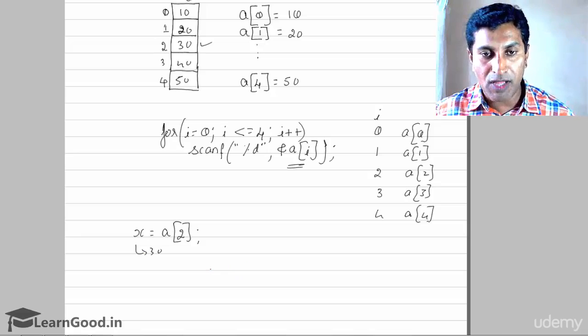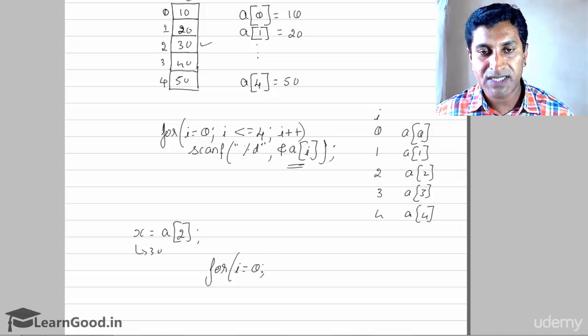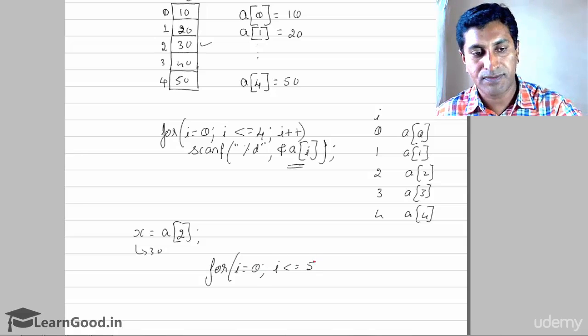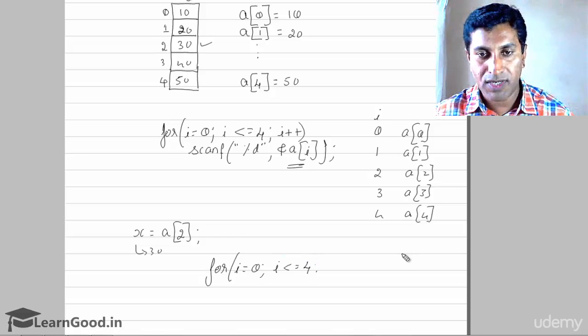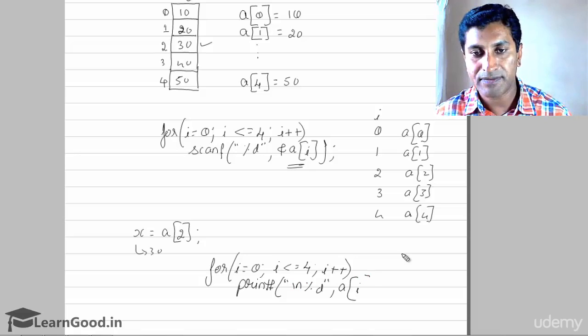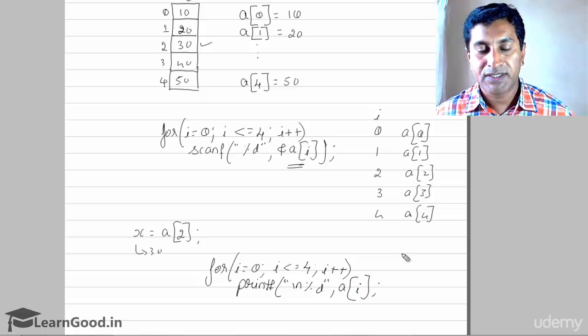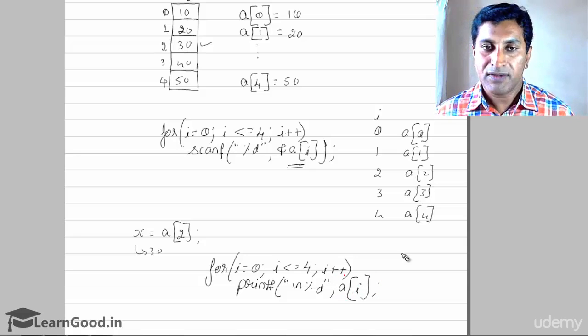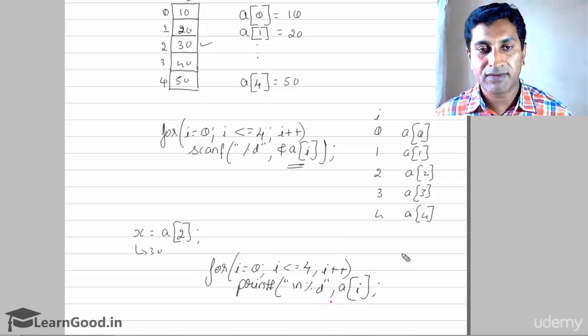Or else if you want to display all the array elements, then you can take again a loop for generating natural numbers, that is index numbers, starting from 0, I is less than or equal to 4, I plus plus, and printf \n %d, then you can give A of I. So this is how we can store and access the data from an array.